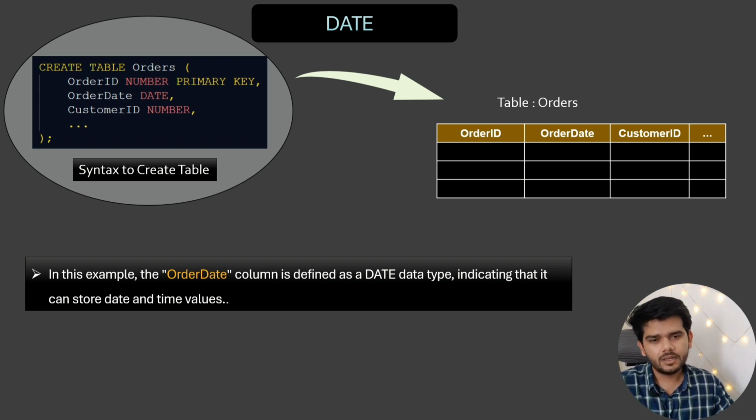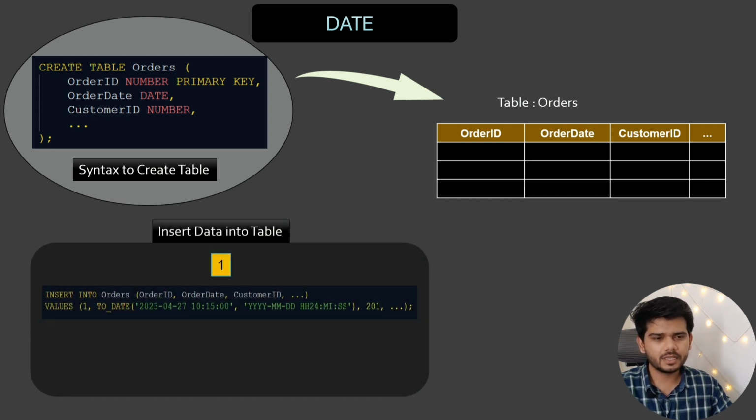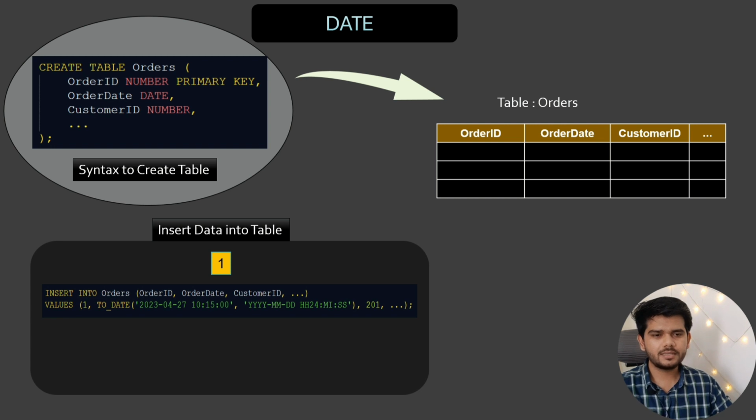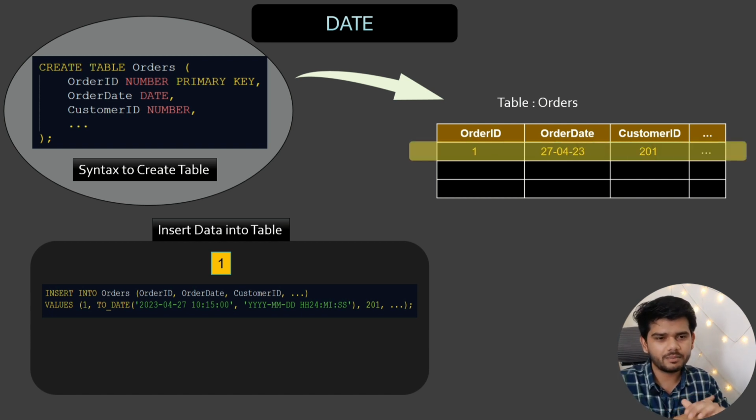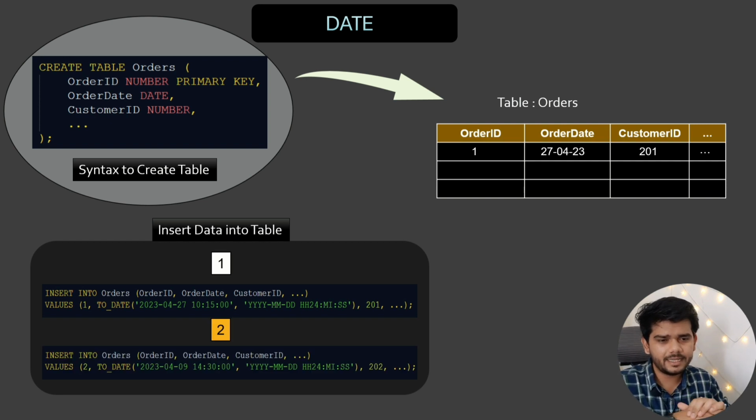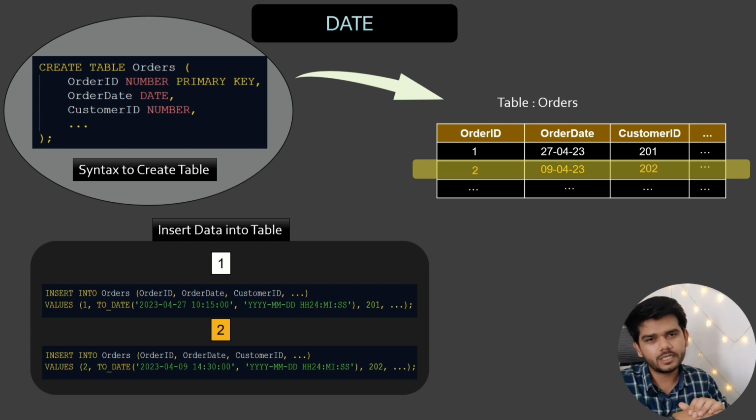Let's see what type of data we can get under the order date column. So first syntax, to insert some data into this table, we'll just execute this insert statement, and we can observe here the date data, that is 27/04/23, that means 27 April 23, is inserted into the order date column. And likewise, if we execute the second insert statement, what will we get? The date data, that is 9th of April 23, gets inserted into the order date column.